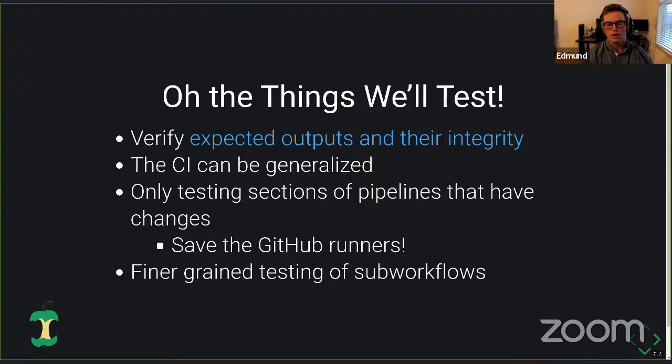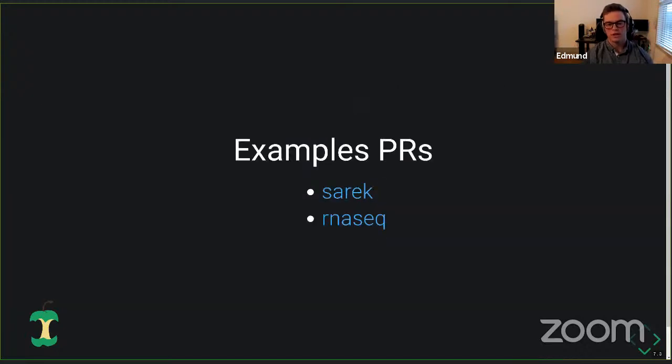If need be. We can also only test sections of the pipelines that have changes. We don't have to test the entirety of the whole thing. For example, if you make a change in a sub workflow, we can just test that. And we're going to save the GitHub runners and not waste CI hours or time waiting for CI to run as well and waiting for those green checks. And so then we can also have finer grained testing of sub workflows and modules as well that are local and share the same benefits. So here's some example PRs for anyone that's interested in that, in the Sarek pipeline and the RNA-seq pipeline.